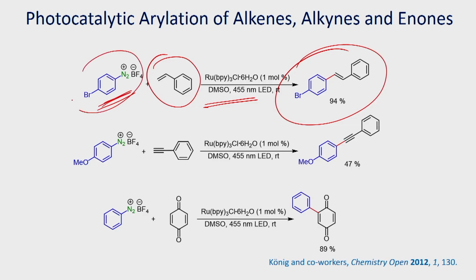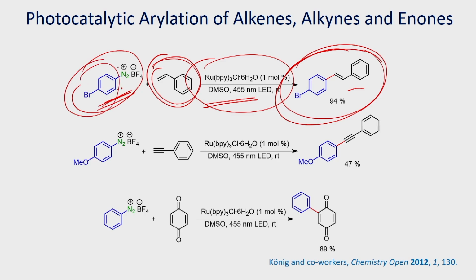You can also try to couple, in this case, this diazonium salt with this styrene using a ruthenium based photocatalyst. At room temperature, you can get the C-C coupled product. In this way, you can make substituted trans-stilbene as a product. So if you have the styrene, you can couple with a variety of diazonium salts and get the substituted trans-stilbene as the product. The next example involves the coupling of diazonium salt under photocatalytic conditions.